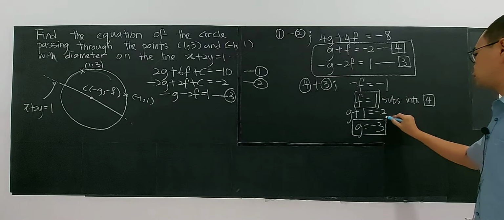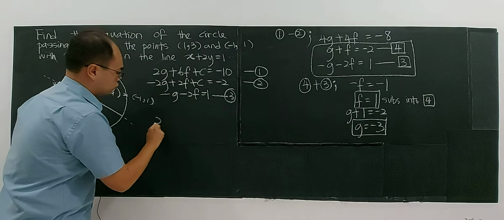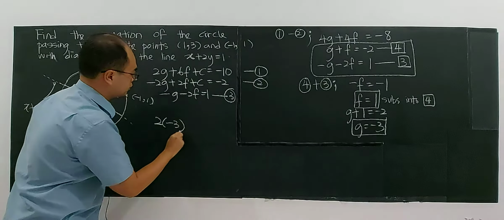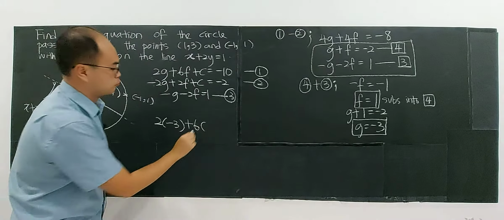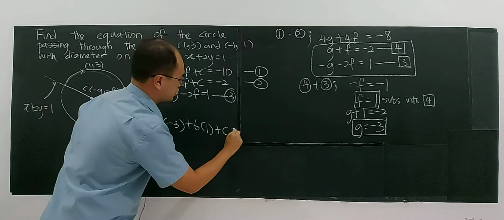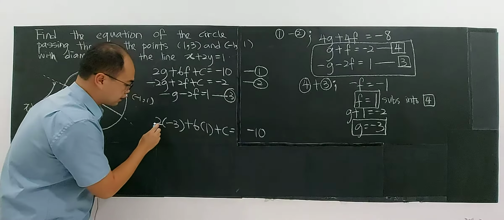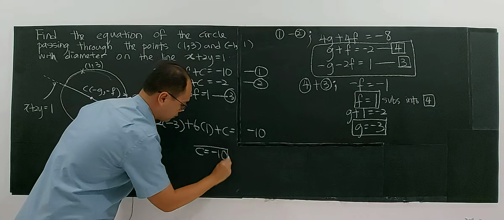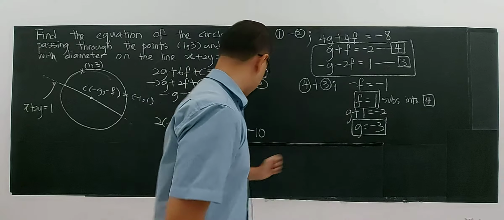You can find it from anywhere here. So I can use equation 1. If I plug in all the values here, I have 2 times negative 3, plus 6 times f, which is 1, plus c equals negative 10. So we have negative 6, negative 6 plus 6, which is 0. So finally we have c to be negative 10. So we have got all the values: the value of g, f, and c.